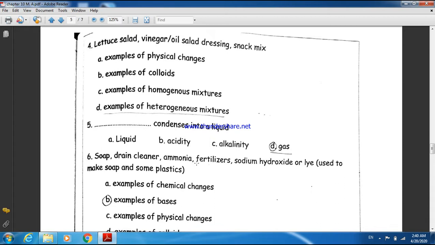So let's start. Question number 4. Lettuce salad, vinegar and oil salad dressing, snack mix. So the answer is letter D, examples of the heterogeneous mixture, because they are not a homogeneous mixture, as you know.